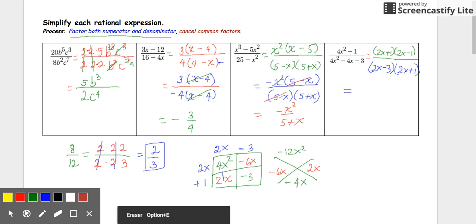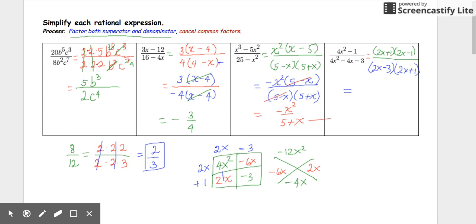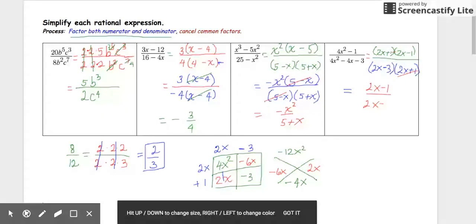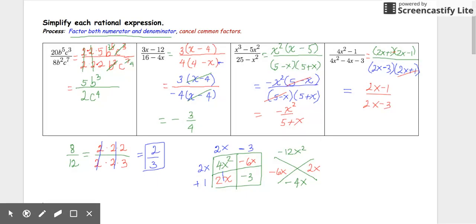So now we notice that we can cancel 2x plus 1. And so the leftover will be 2x minus 1 over 2x minus 3. And this is the simplest form.